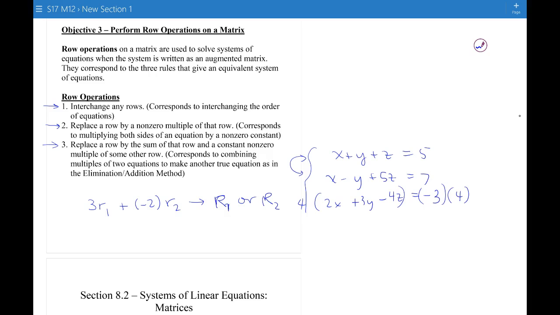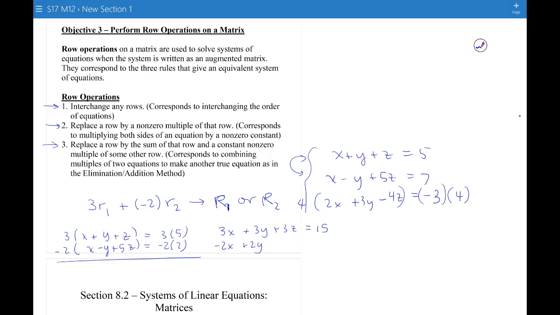We'll use capital letters for the row we're going to, the new one. So if you take 3 times the old row 1, remembering to multiply both sides, and then negative 2 times the old row 2, then you can multiply through, get 3x plus 3y plus 3z equals 15, and negative 2x plus 2y minus 10z equals negative 4, and you can add those together and get x plus 5y minus 7z equals 11, and that can replace either the first row or the second row.